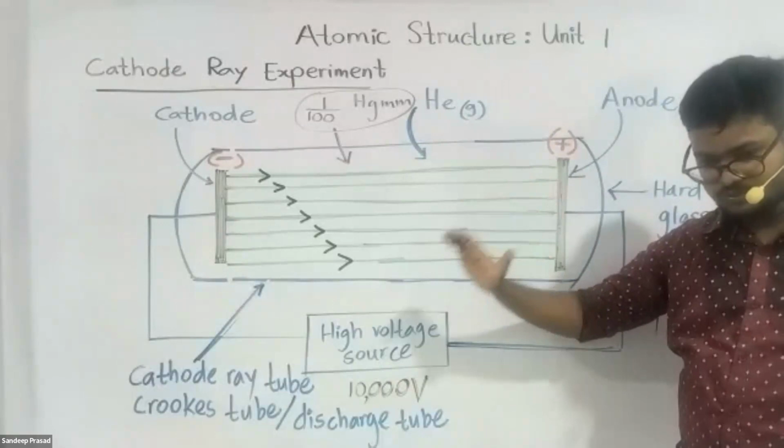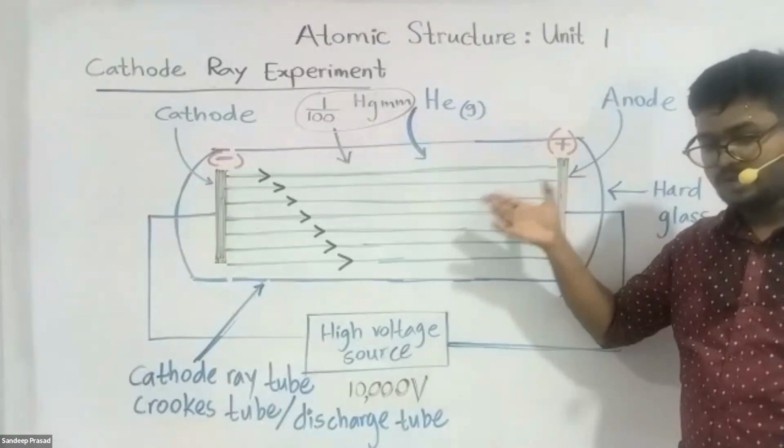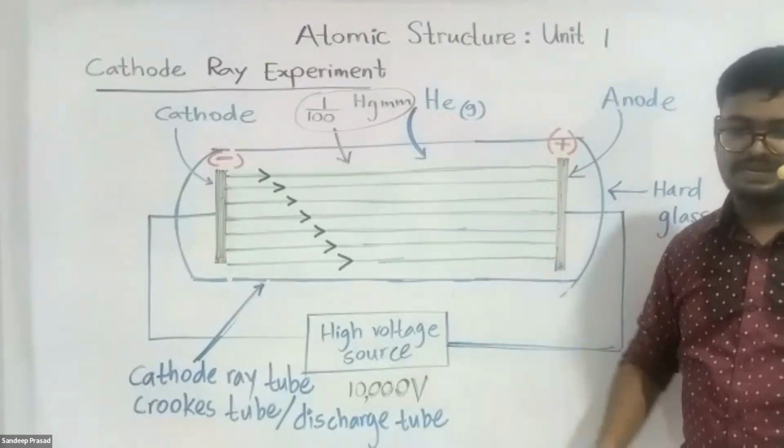Understood? So that's why they have reduced the pressure. If the pressure is very high, the glass will break, because you know that gaseous state particles are also colliding with the glass wall. From that also, pressure will be created, right?